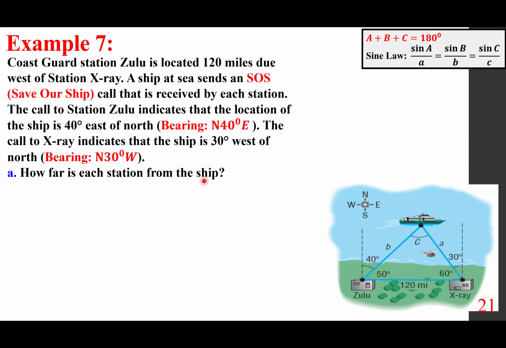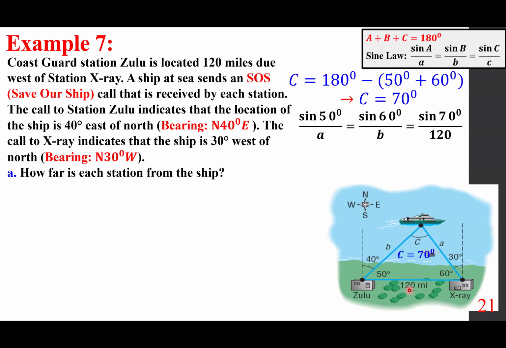How far is each station from the ship? Well, the very first thing we want to find is this angle: 50 plus 60 subtracted from 180. They add up to 110, subtracted from 180, you get 70 degrees. And so if we go with that, we have all angles, and we have one side: sine A over A, sine B over B, sine C over C. So sine 50 over A, sine 60 over B, sine 70 over C, or 120 miles.